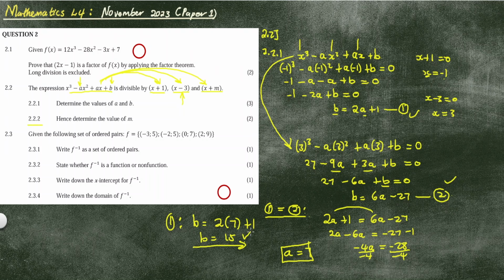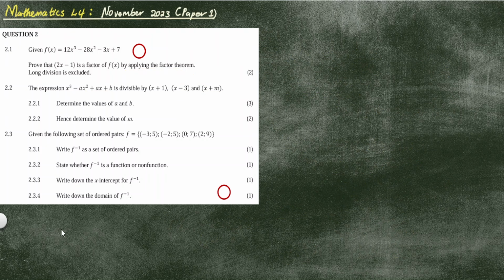I have b as 15, I have a as 7. I also have a as 7, b as 15. This is 7, this is 7, okay? This is 7. Let me hide this again. So determining the value for m, finding the value for m. Let me show you something with this.